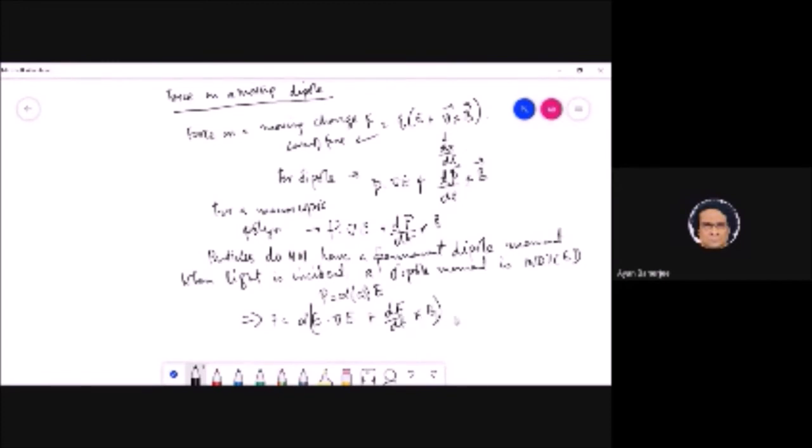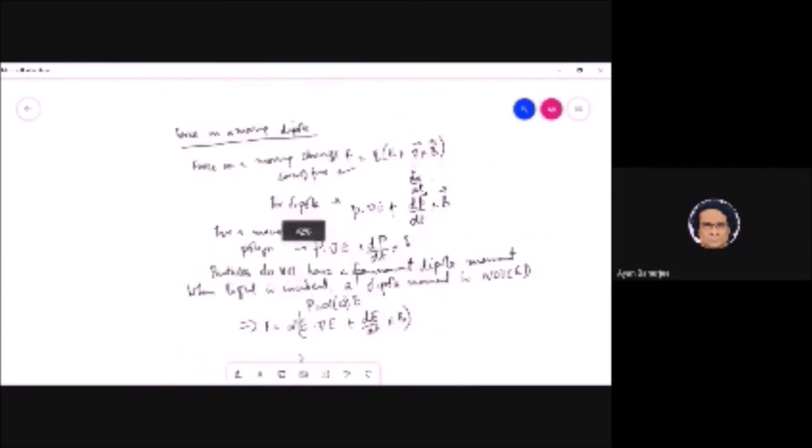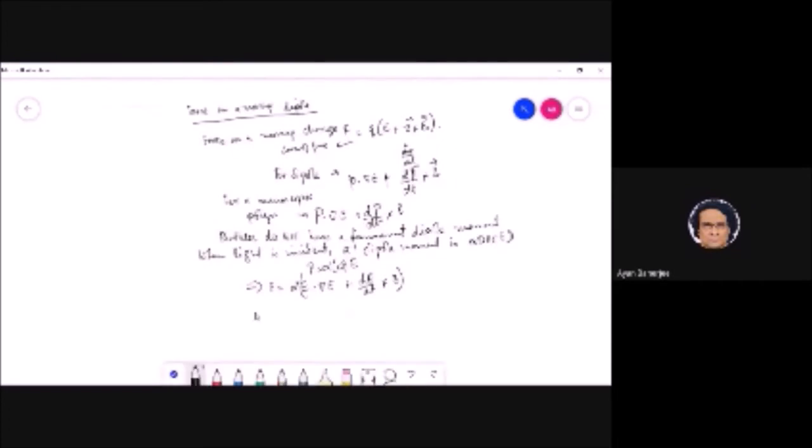Now we use one of these vector identities: E dot del E is del of E squared by 2 minus E cross del cross E. Now this del cross E is minus dB/dt from our Maxwell's equations. That means F becomes half of del of E squared plus d/dt of E cross B.